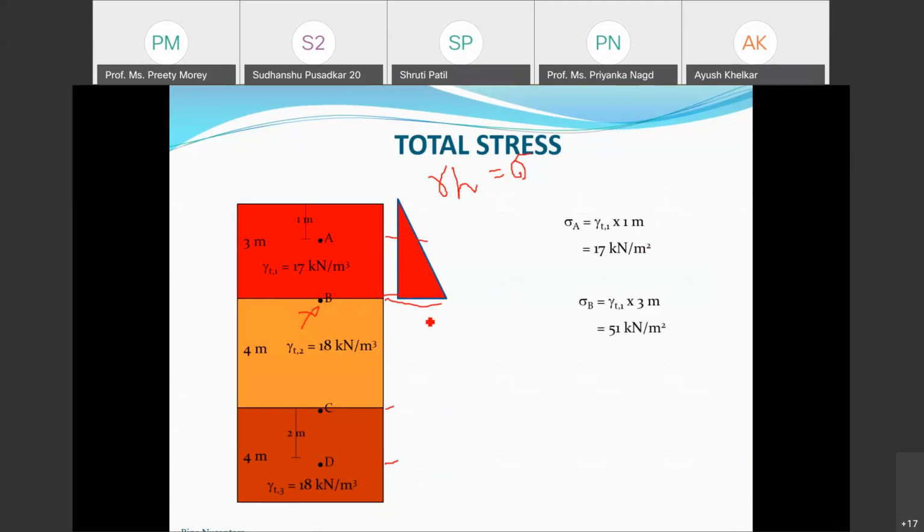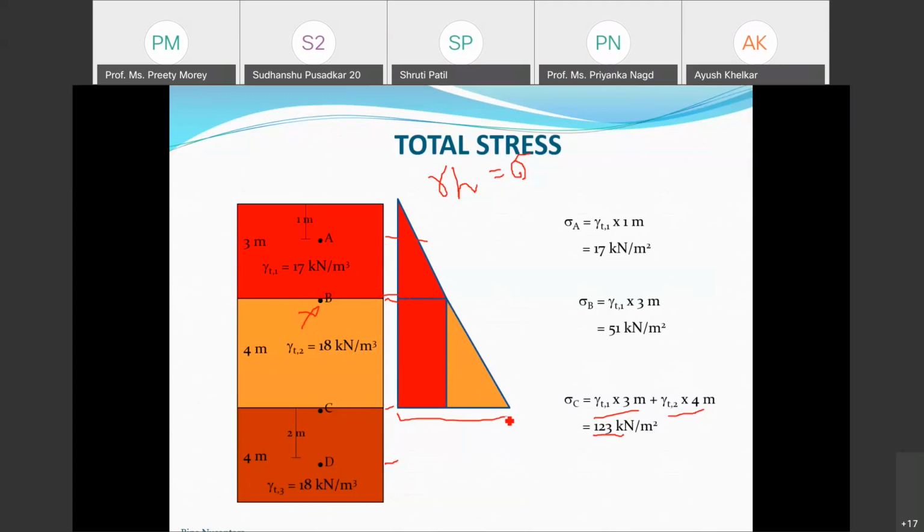Now again from here, suppose I have to find out at C, it will be 18 into 4. So this will remain the same, and the additional pressure 18 into 4 will be added. So this plus this, that is 51 plus 18 into 4, will be 123. This much is the 123. Okay. Similarly, I can find out D.